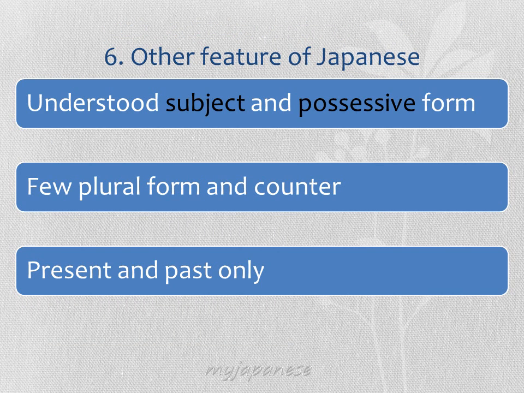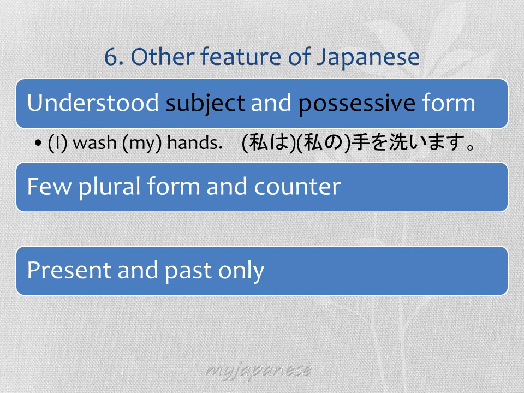Number 6. Other features of Japanese. First, omit understood subject and possessive form. Japanese tend to avoid using the same word is repeated. For example, let me translate this sentence. I wash my hands. Literally, 私は私の手を洗います。This sounds a bit unnatural in Japanese because if the speaker talks about his or herself, we tend to omit subject and possessive form. So, in Japanese, we omit the subject part, 私は I, and possessive, 私の my, and simply say 手を洗います, wash hands. We also omit things that is obvious in conversation.